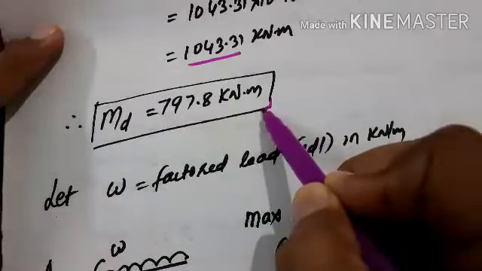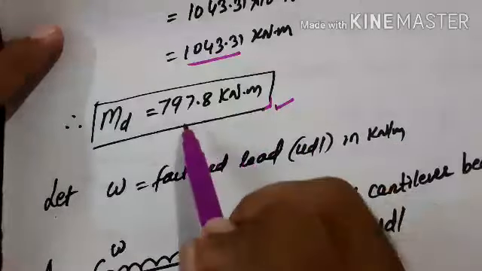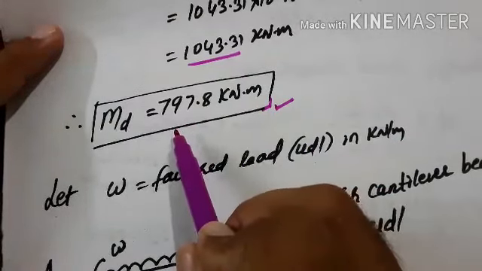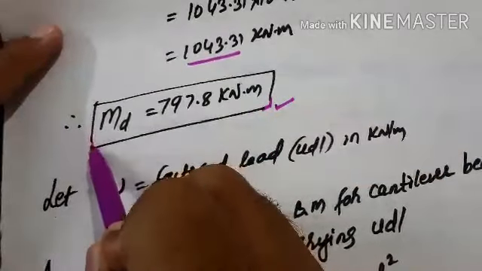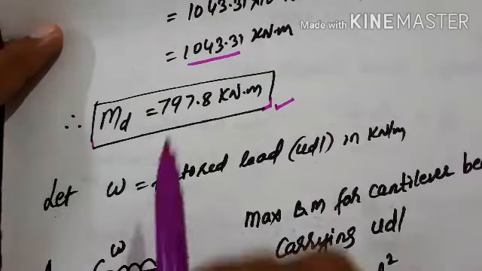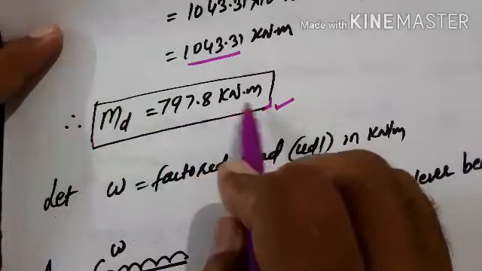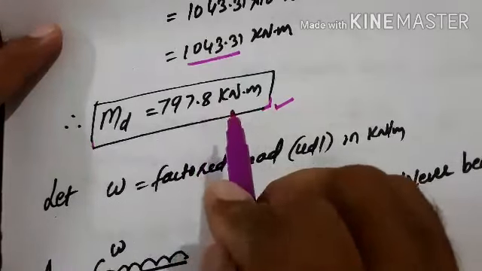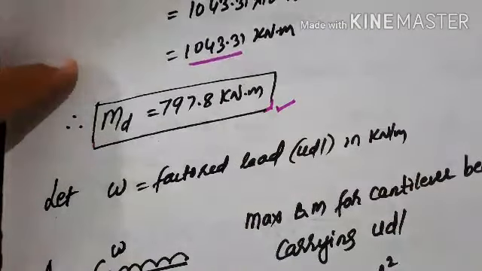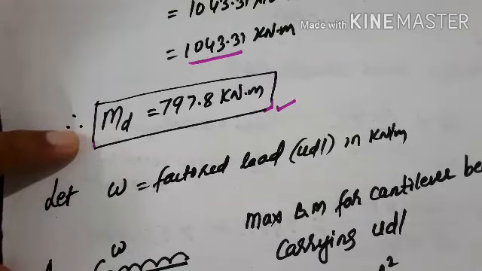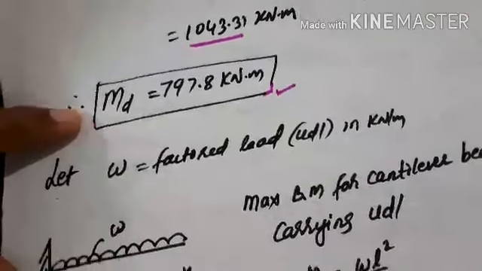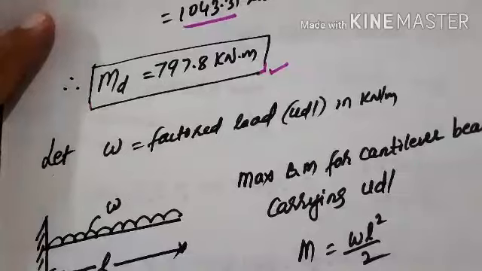Hence the given section's bending strength will be this much. That is, ISMB 600 can resist bending up to 797.8 kilonewton meter. This is the bending strength of ISMB 600. Now once you know the bending strength, let us calculate the load carrying capacity of that section.